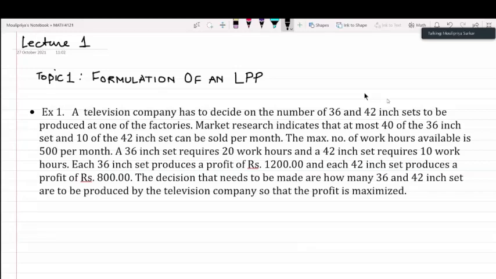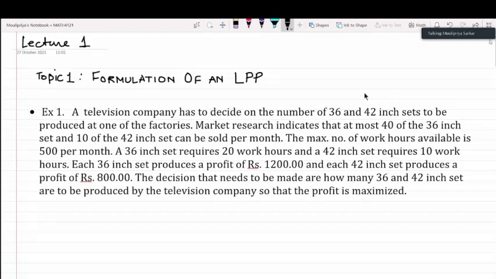Formally, we will be talking about optimization, and here we are going to start with a linear programming problem. I'll tell you why it is called a linear programming problem once we are doing one or two problems at the very beginning. Now, as you can see, I have written a problem for you.